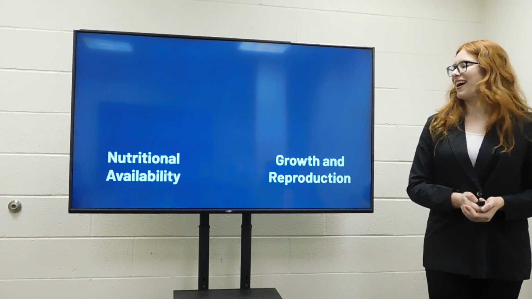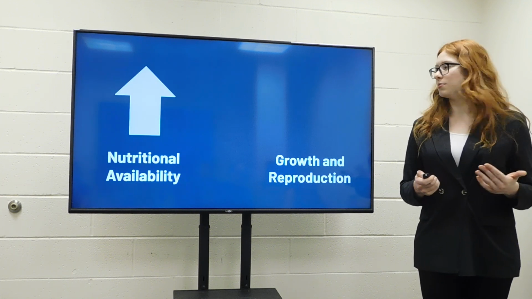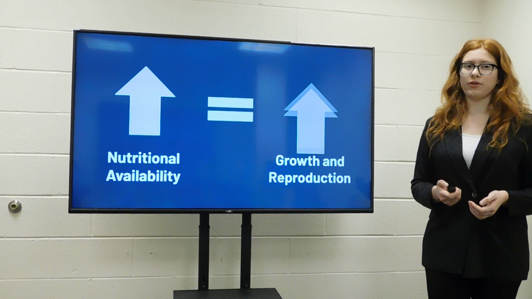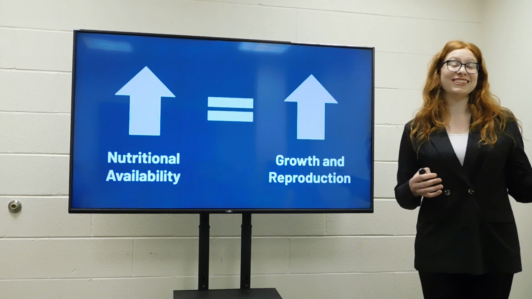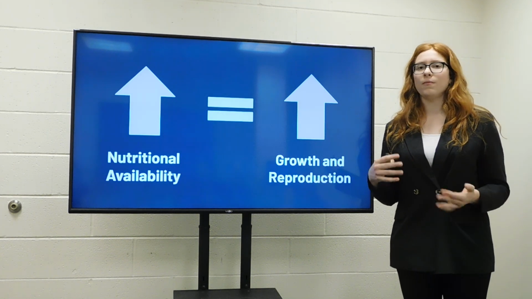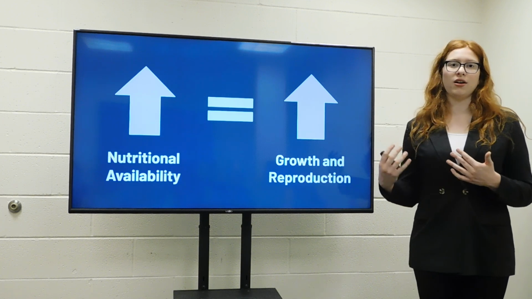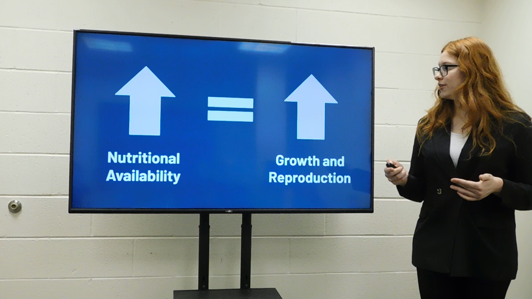It is known that increases in nutritional availability for both plants and animals result in increases in growth and reproduction. This is because with fewer limitations to one's growth and ability to reproduce, animals are better able to reach their biotic potential. And how does this relate to both earthworms and leaf litter?